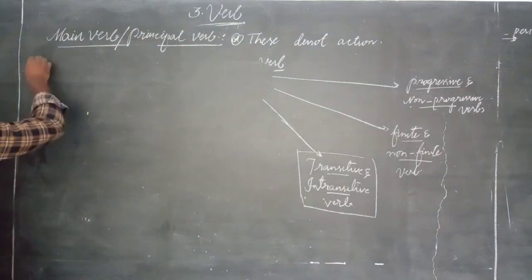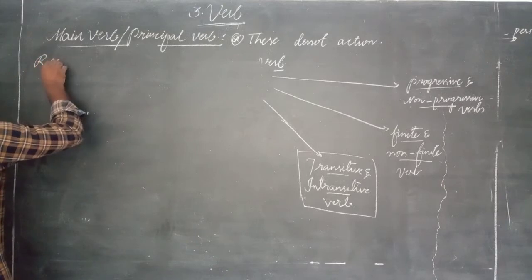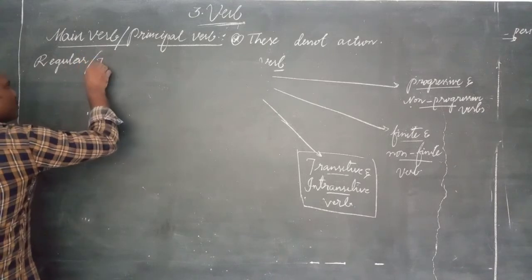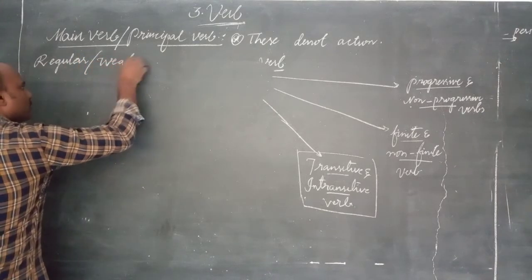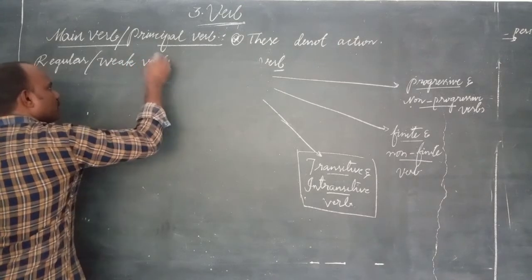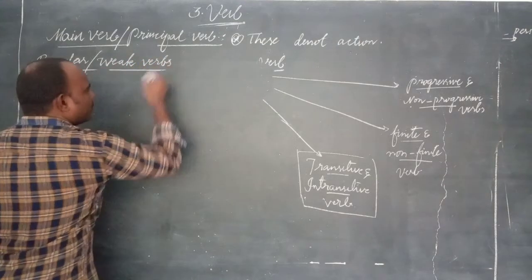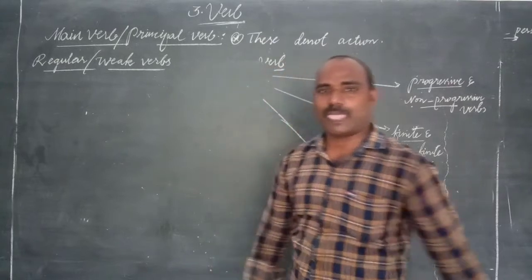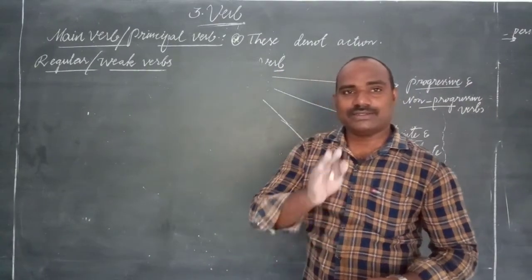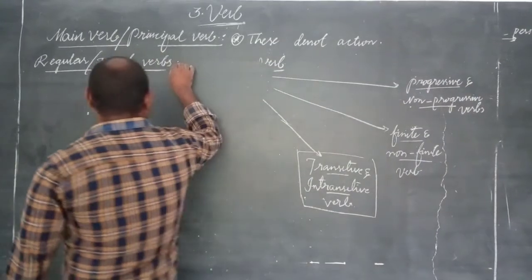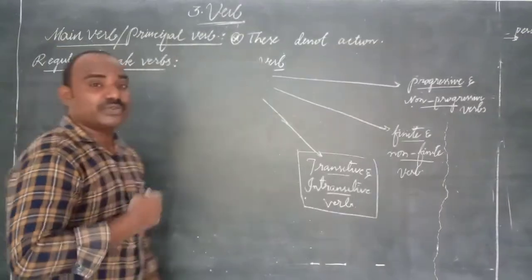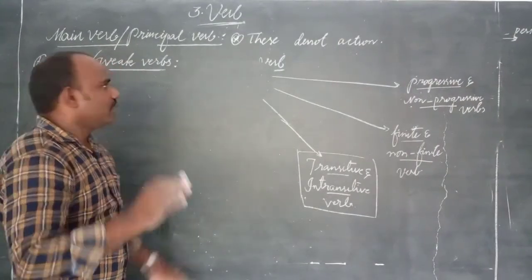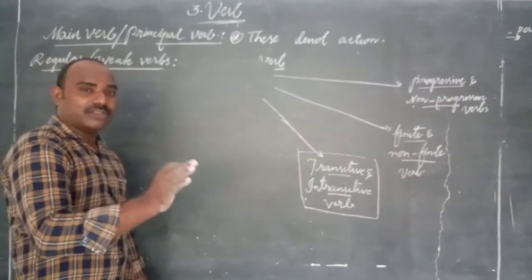First one, regular or weak verbs. We have so many regular or weak verbs in English rather than irregular and strong verbs. You see, regular verbs. What are regular verbs? How can we identify regular verbs? How can we say whether a verb is a regular or weak verb, irregular or strong verb?